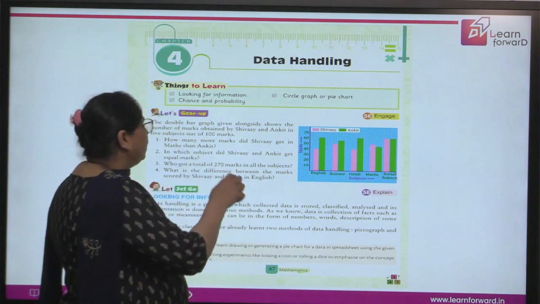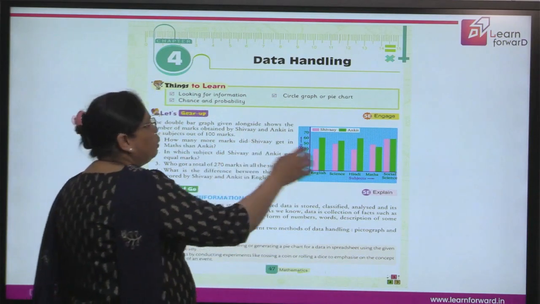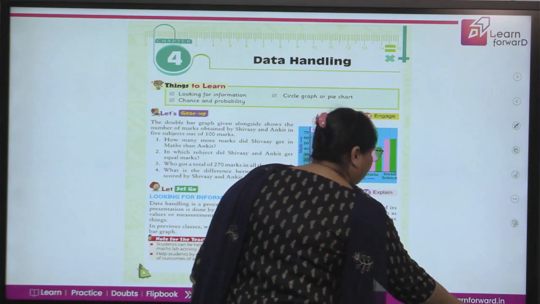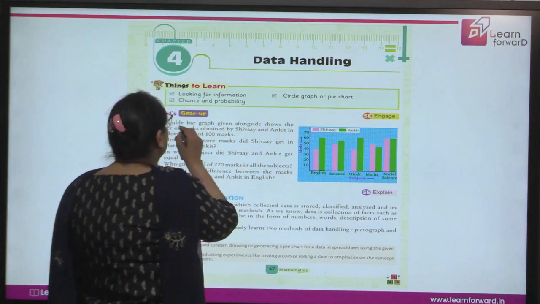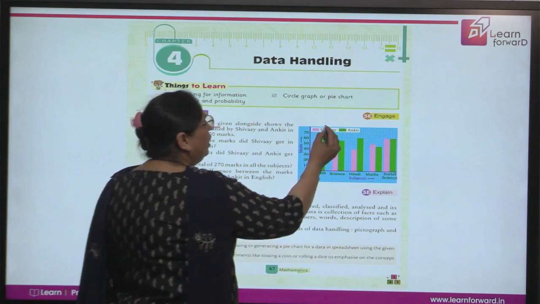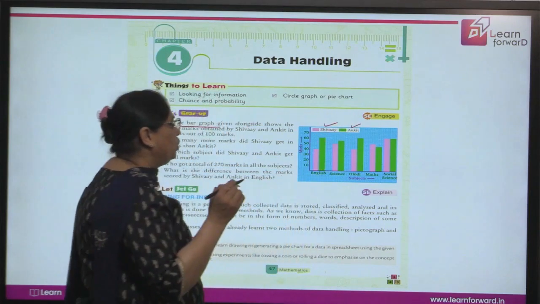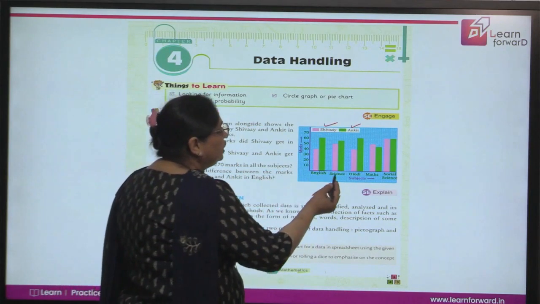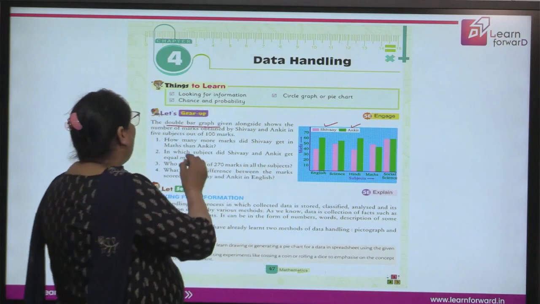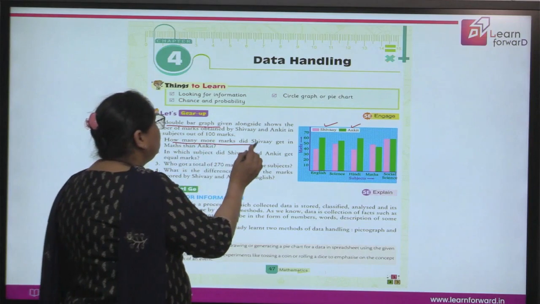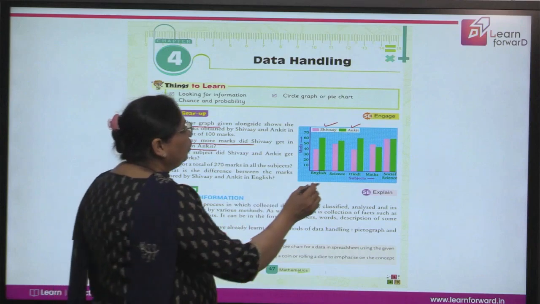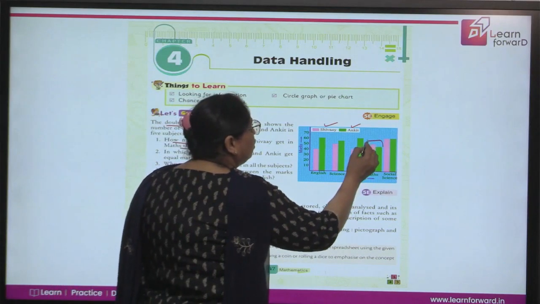Here is an example you are looking at. It is a double bar graph, where the marks of Shivai and Ankit are shown in various subjects: English, Science, Maths, Hindi and Social Science. How many more marks did Shivai get in Maths than Ankit? We will look at this particular side.